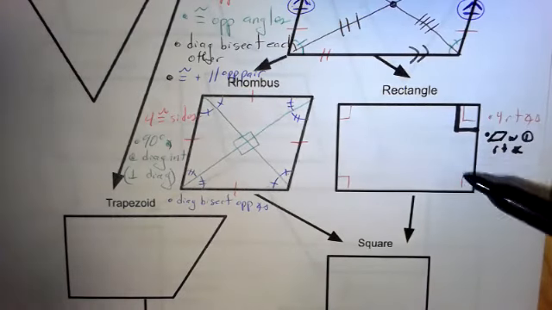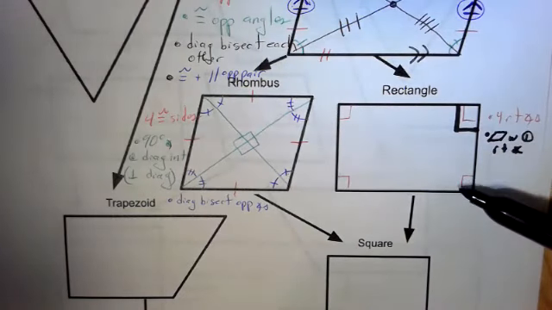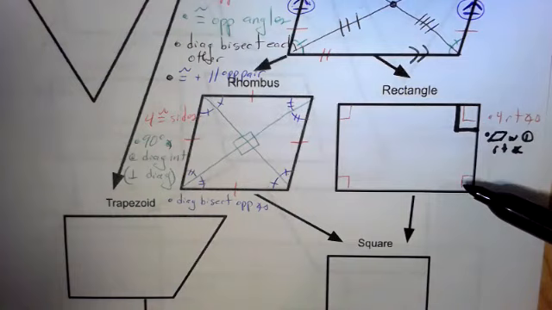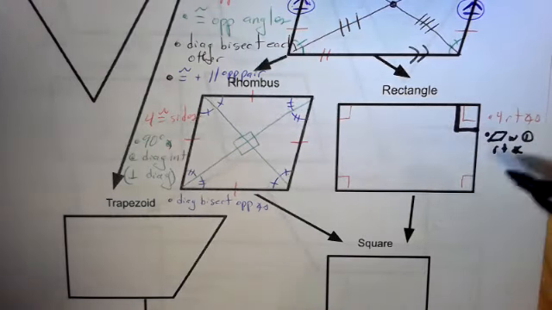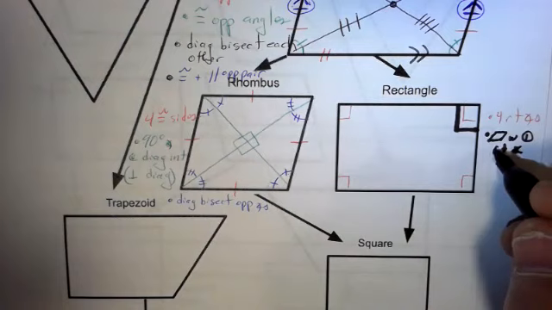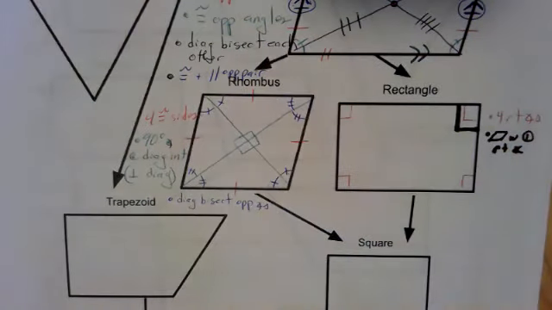And we know that in a parallelogram, same side interior angles are supplementary. So 90 plus what has to be 180? Well, this has got to be 90 also. Same thing over here. So if we have 4 right angles in a quadrilateral, or we have a parallelogram with 1 right angle, that tells us that we have a rectangle.